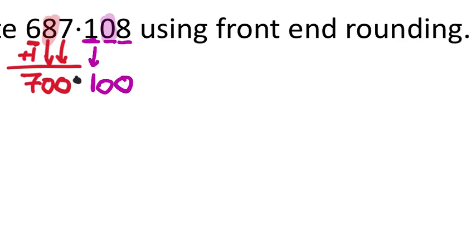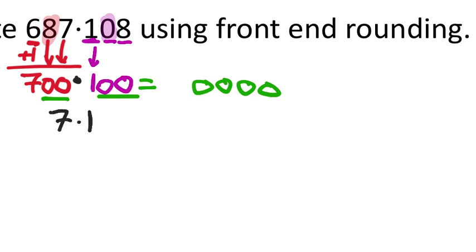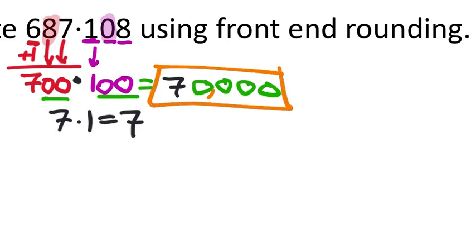Well, just like we saw with the base 10 thing, I got 2 zeros here, 2 zeros there. So my final answer is going to have 4 zeros, the final product. And all I got to do from that point is just solve 7 times 1. Anything times 1 is itself, in this case 7. So our final product of 700 times 100 is 70,000.